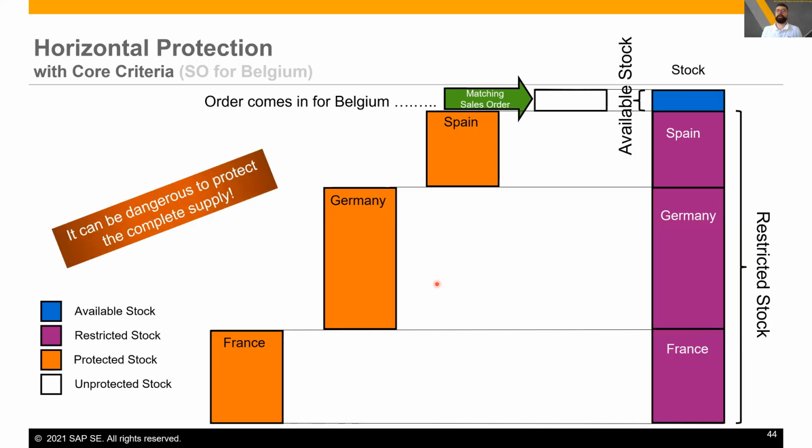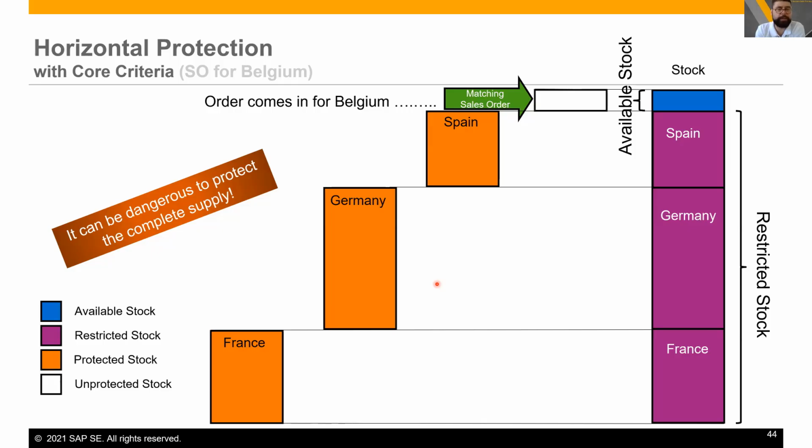And I just wanted to point out, if you use a supply protection, then you should use it wisely and not protect the whole stock. Because this could lead to a situation where you actually have something on stock, but if you protect too much, then nobody can get a confirmation anymore.